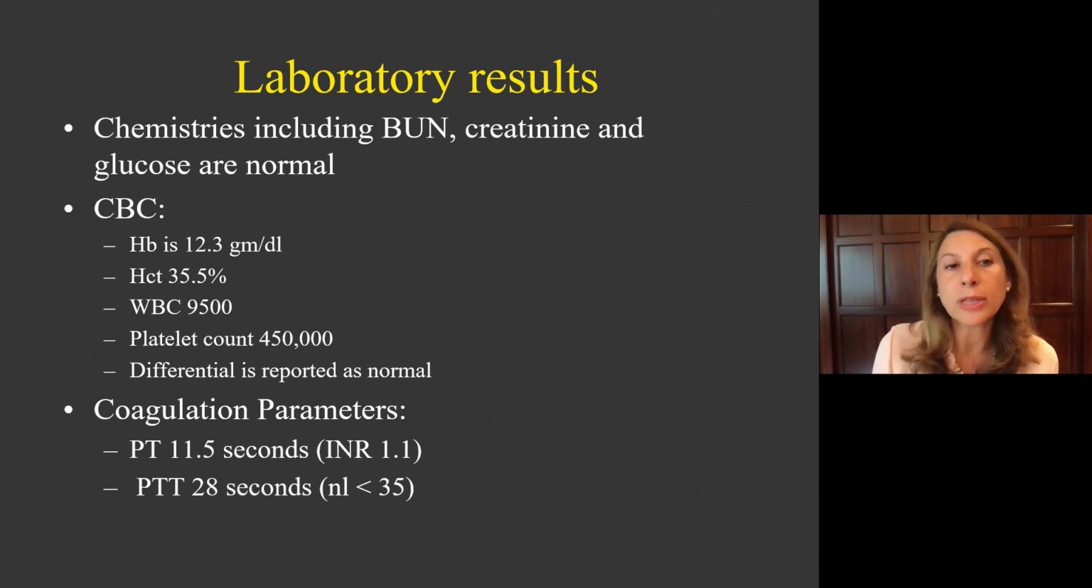Essentially, everything is within normal range. Her chemistries, including her BUN, creatinine, and glucose, are normal. Her CBC shows a typical hematocrit that you would see at this stage of pregnancy, with a hematocrit of 35, a white count that's normal, and a platelet count that's in the normal range. The differential is reported as being normal. You order some coagulation parameters. Her PT is 11.5 with an INR of 1.1. PTT is 28 seconds with normal being less than 35. So all of this is pretty normal and is not consistent with having a bleeding disorder.